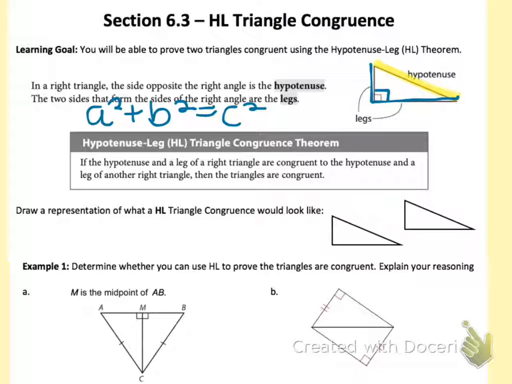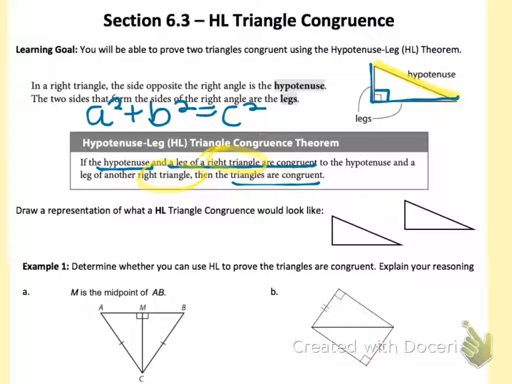So what the HL congruence theorem says is that if the hypotenuse, which remember is the longest side, the side across from the right angle, and a leg of a right triangle are congruent to the hypotenuse and the leg of another right triangle, and again, it has to be a right triangle, then the triangles are congruent. So this can only be used for right triangles. Now, it's not always used on right triangles. We could have other parts given and not be using this. But if we have a right triangle, this is a tool we could use if we knew a hypotenuse and a leg were congruent.